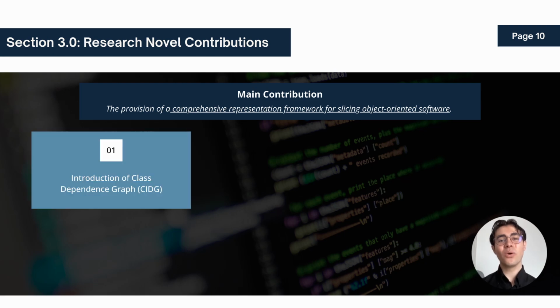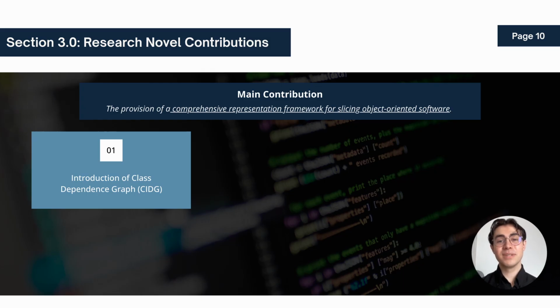Well, firstly, the authors introduced the class dependence graph, also known as CLDG. This is a new graph structure specifically designed to capture control and data dependencies within a class without needing to know how the class will be called. Each method in the class gets represented as a procedure dependence graph, and these are connected through a class entry vertex.